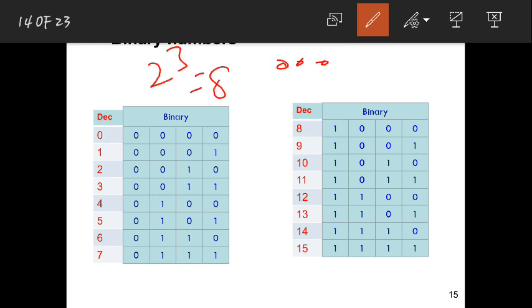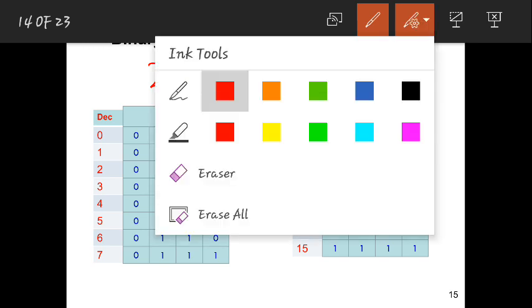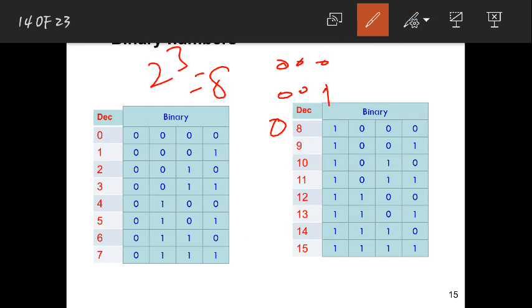So 000, 001, that is for 1, 010, next 011. Okay, this is for 3, because here the weights are 1, 2, 4. So this 3 means 2 plus 1, you got 3. Next I want to write 4, 100. Next I want to write 5, that is 101. Next I want to write 6. 6 means 4 plus 2, so 110. Next I want to write 7, 111. See, this is the maximum value where you got all three ones.